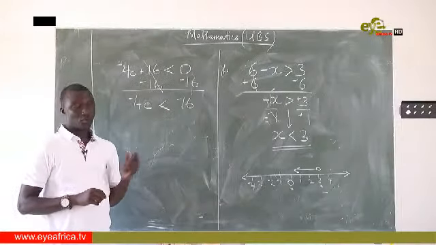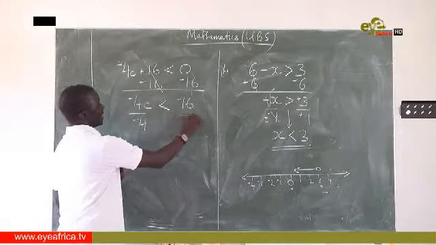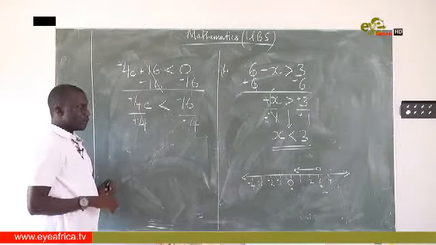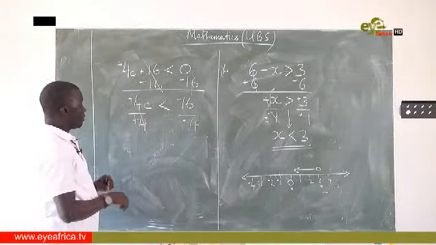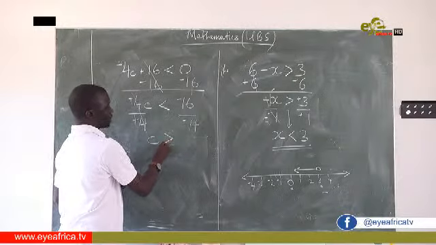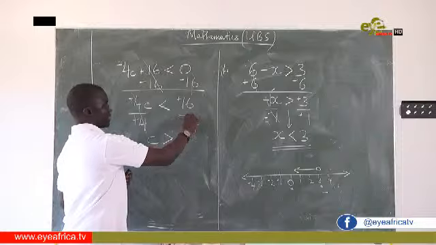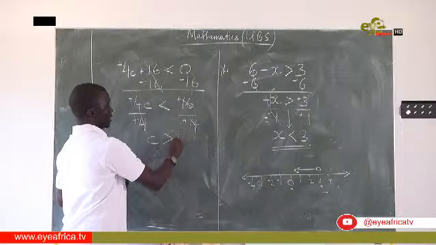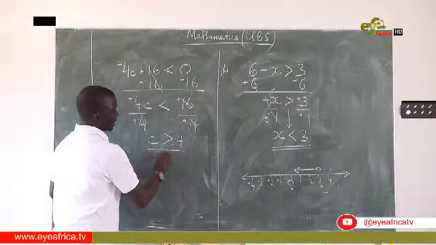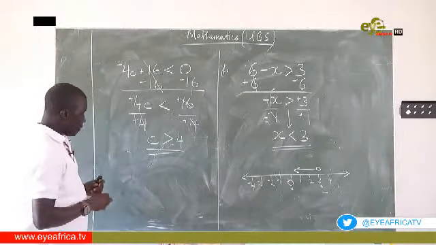So all we do here, in order to isolate our variable c, is divide both sides by negative 4. Negative 4 cancels negative 4. Because we are dividing by a negative number, our sign should change to its opposite. So 4 goes into 16 four times. Therefore we have c is greater than 4. Our answer is c is greater than 4.